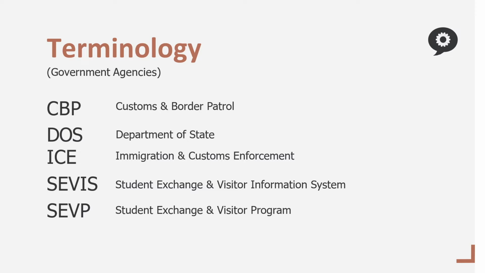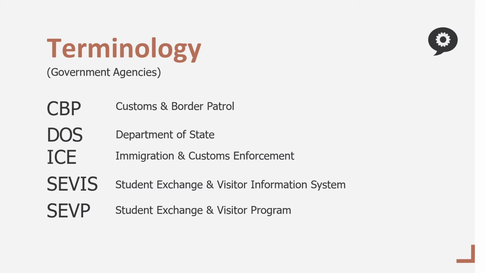CBP stands for Customs and Border Protection. DOS stands for Department of State. ICE stands for Immigration and Customs Enforcement. SEVIS stands for Student Exchange and Visitor Information System. SEVP stands for Student Exchange and Visitor Program.